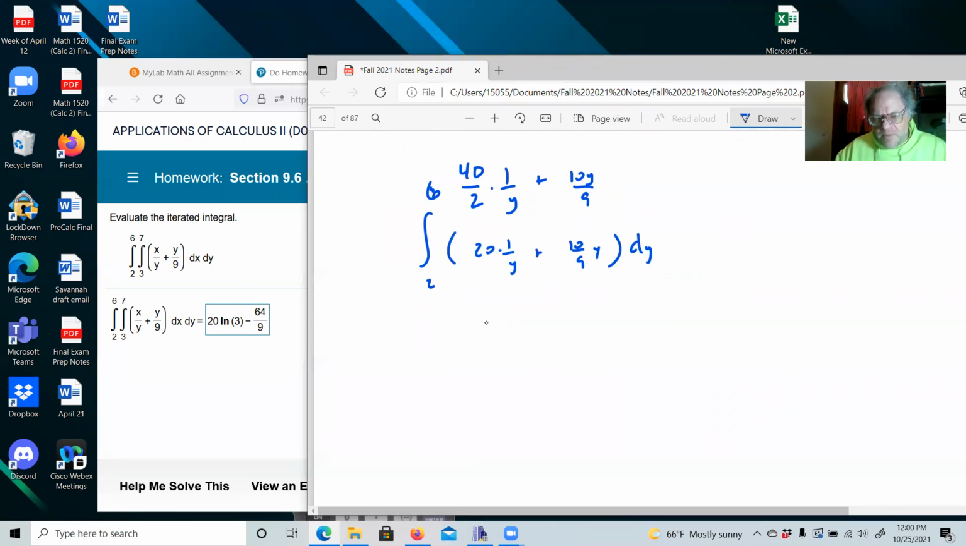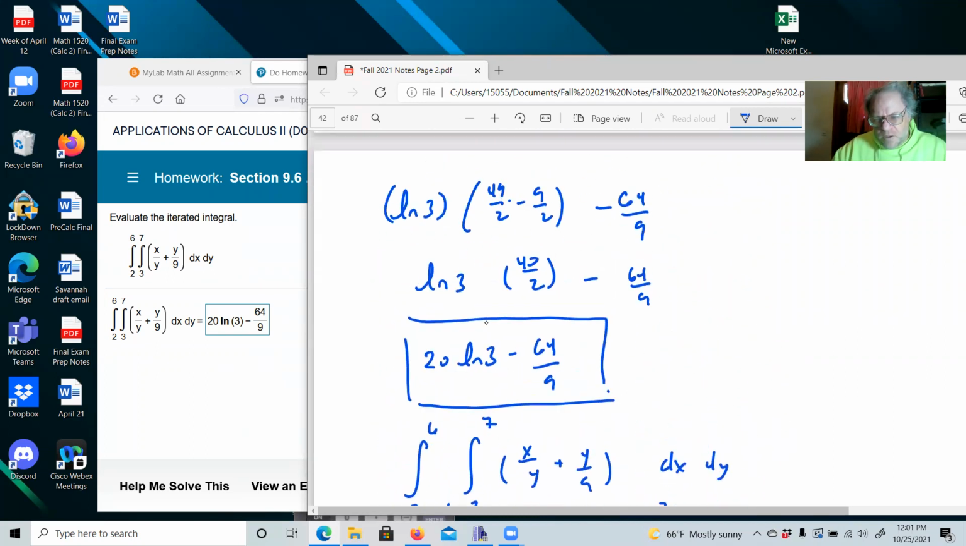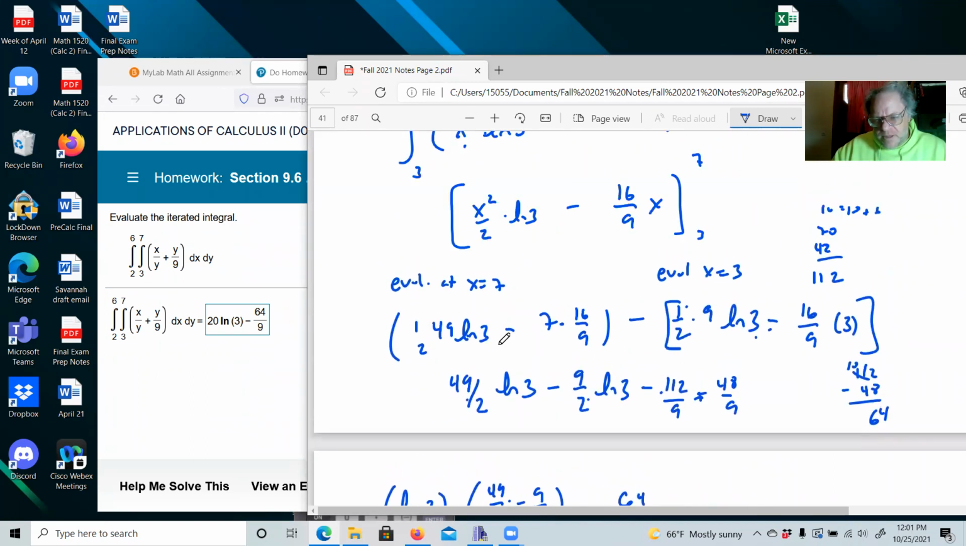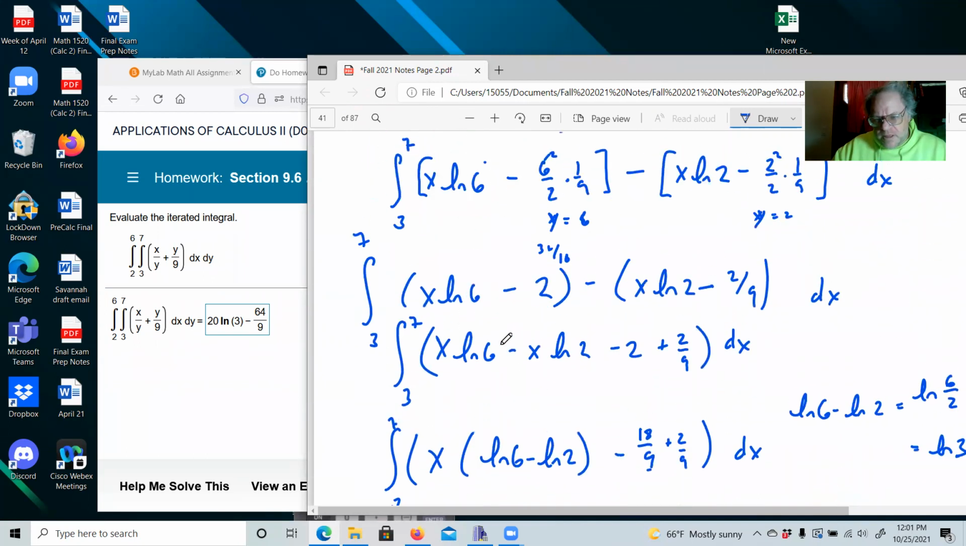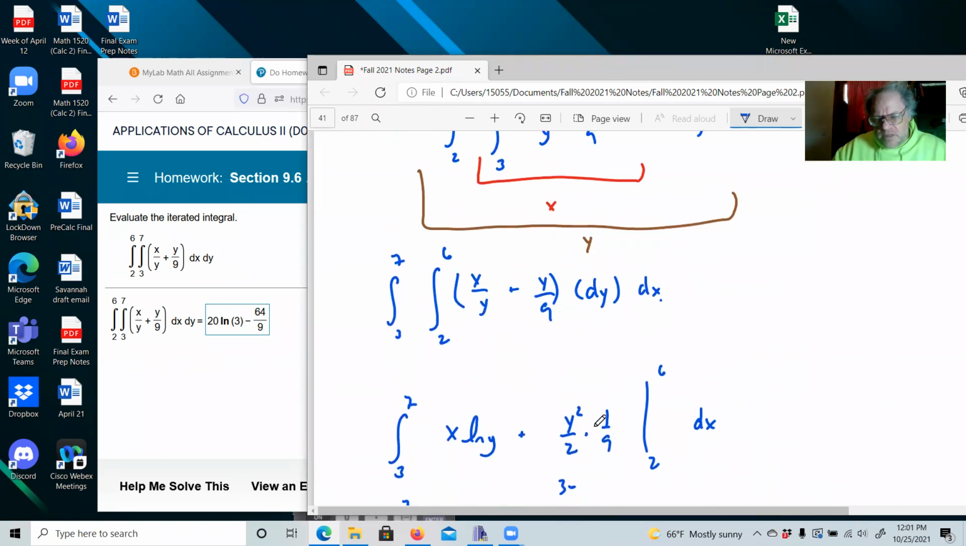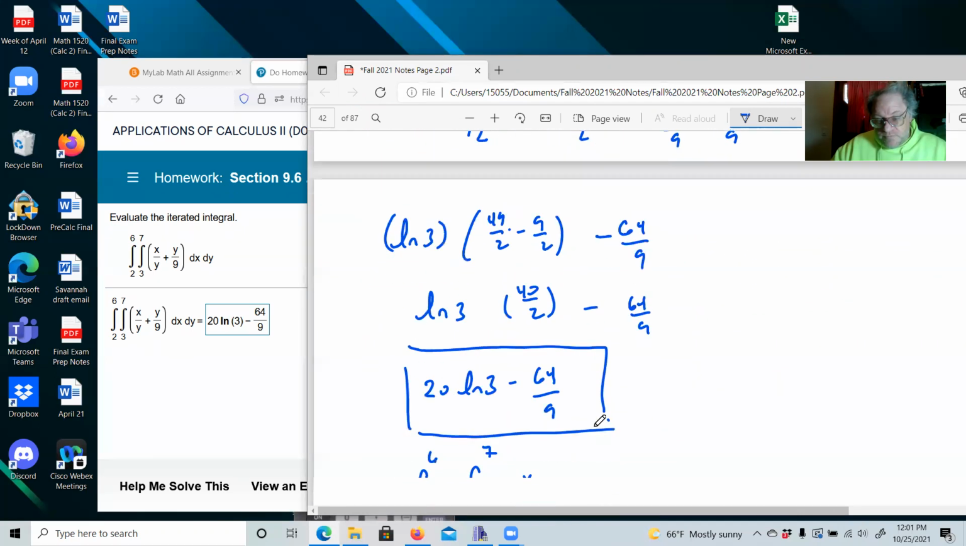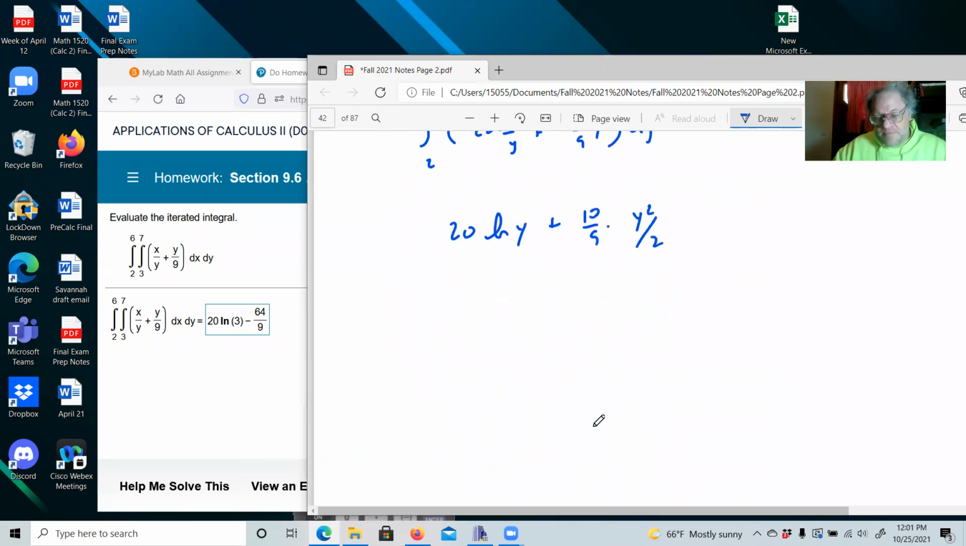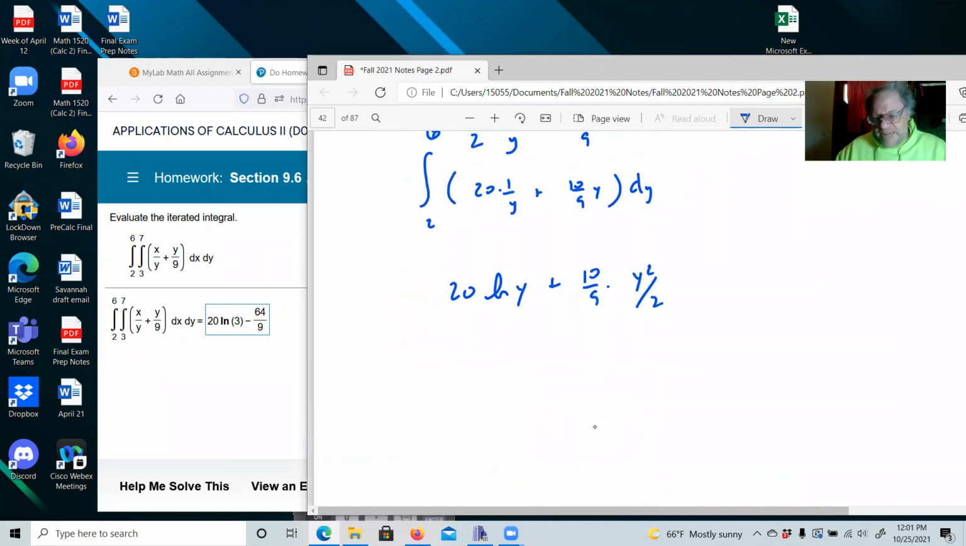Now, integrate with respect to y, we have 20 ln y plus 10 ninths times y squared. I bet that's why I messed up right there. All the way back up here, but that's what I screwed up. No, I guess I didn't. Okay, well, we'll see if we get the same thing or not. I will bet I made an arithmetic mistake somewhere in there.